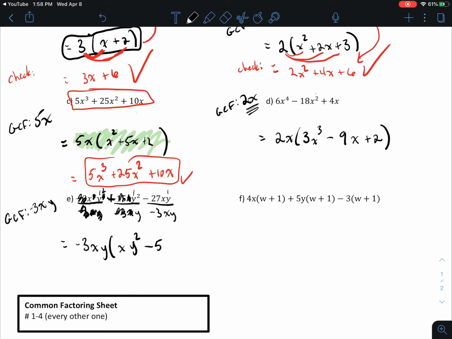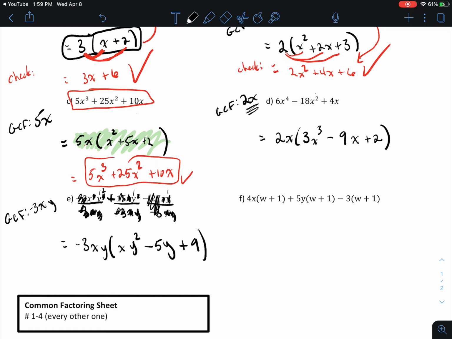Now an x cancels with an x, so we don't have anything to write. Now a y cancels with a y, so there's still one y sitting there though. And then the last one, negative 27 divided by negative 3. Well, that's positive 9. And then an x cancels with an x, and a y cancels with a y. And that's it. You're done.